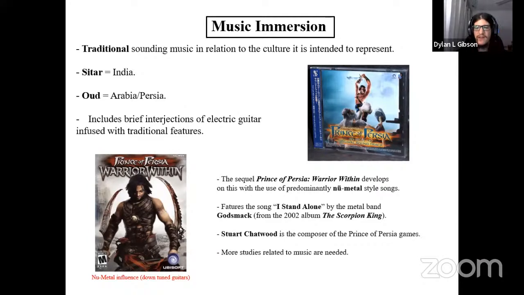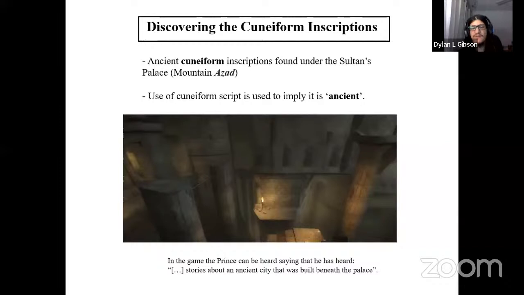And the game does feature the song I Stand Alone from one of the big 2000s bands. Well, they're technically not nu metal, but just the heavy metal band Godsmack, and that's from the album The Scorpion King. Some of those songs were also featured in the film The Scorpion King. So that's quite interesting. And also the composer of the first game, the second game and the third game is the same. So more studies related to the music are also needed, and this is just to open up the discussion.